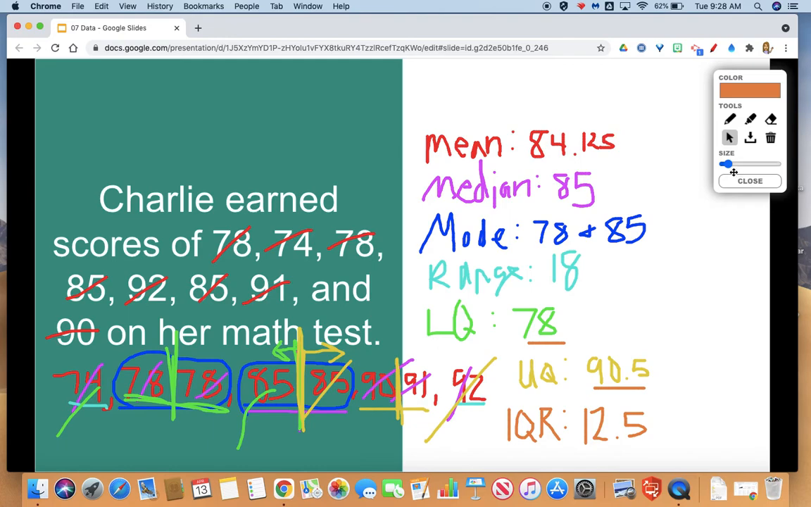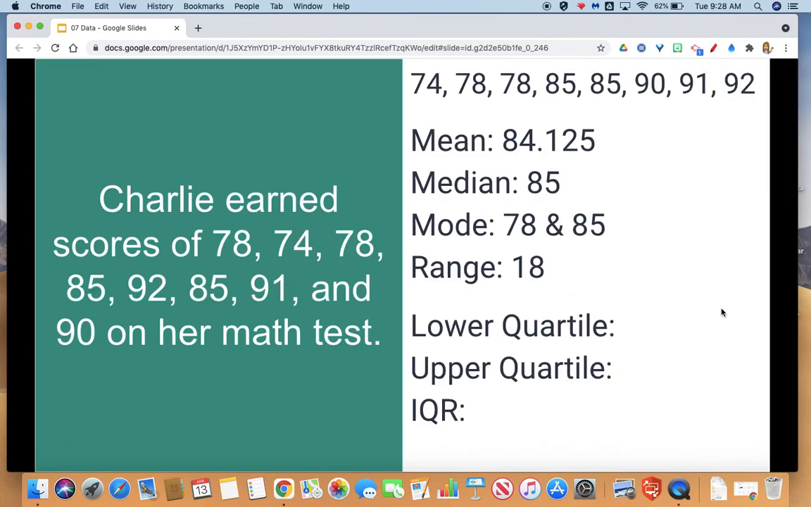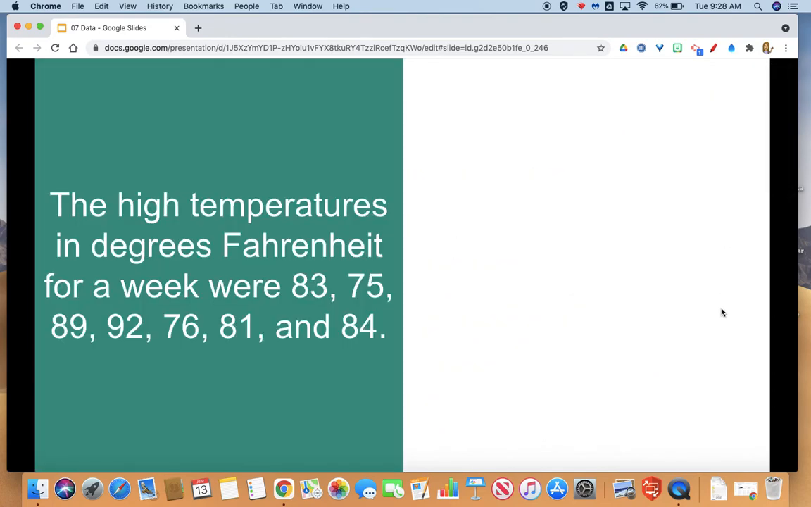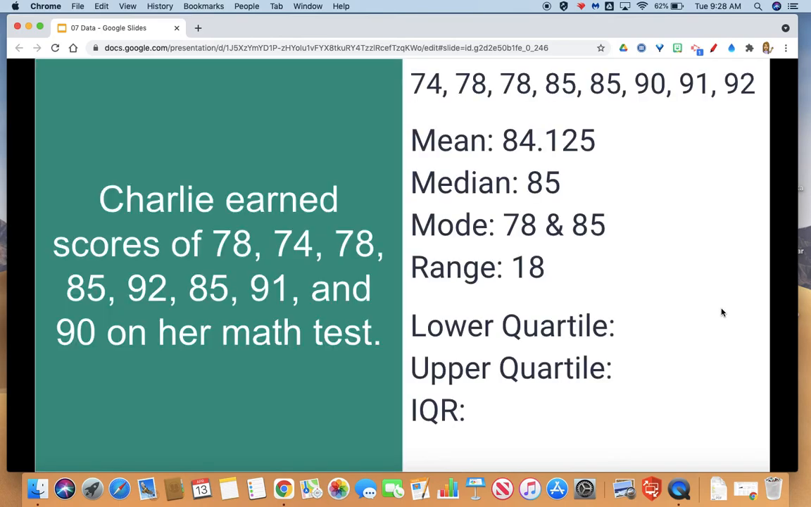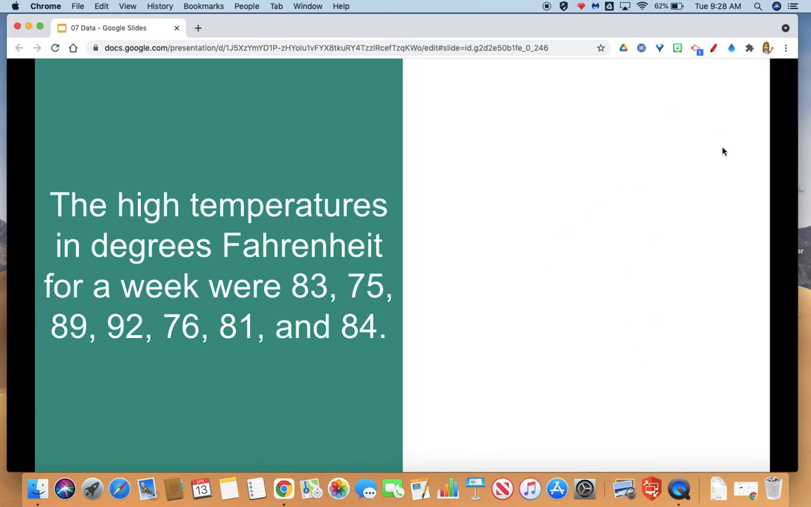Let's quickly work through one more example. If you'd like to try this one on your own, you absolutely can. These are our high temperatures in a week. If you want to pause the video, I'm going to move through the answers fairly quickly, so go ahead and pause now while you try it. Press play when you're ready to see the answers. You're finding mean, median, mode, range, upper quartile, lower quartile, and interquartile range.